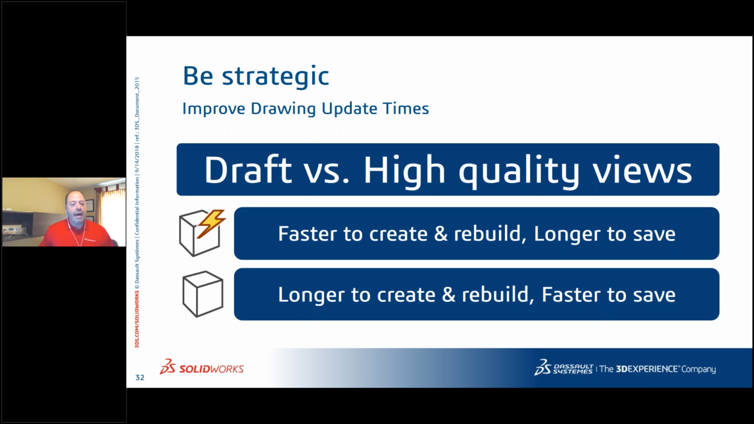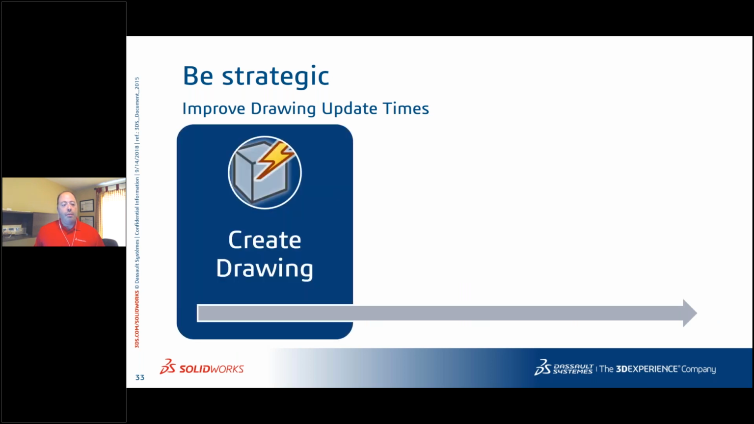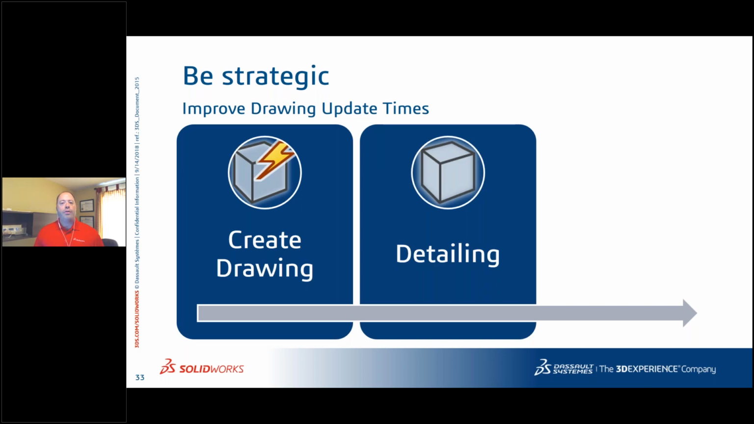So knowing that, one thing you can do is when you start creating your drawing views, create them using the draft quality just to do the layout of your drawing page. And as you start detailing, adding the dimensions, the annotations, all that information, turn them on as you go to a high quality view. So that's something you can do.